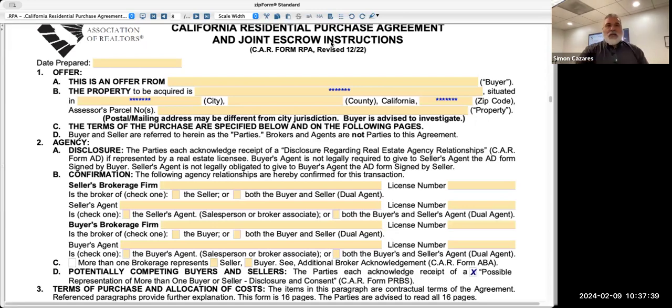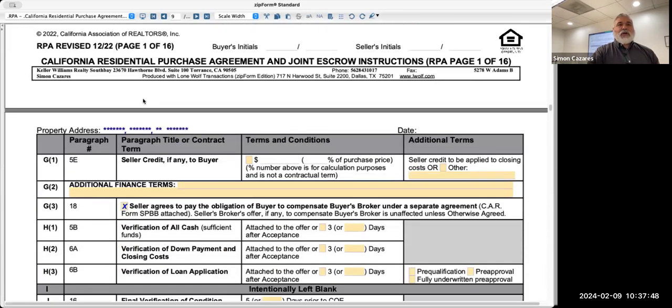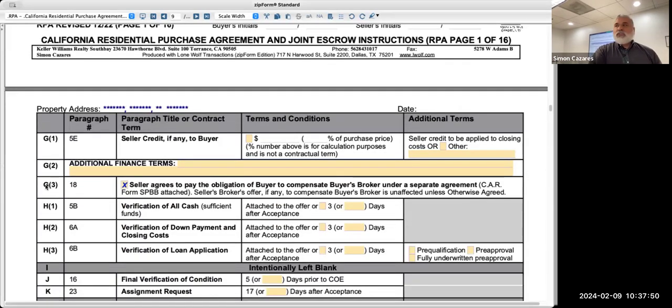Okay, cool. All right, so let's dive into section 3, which is the terms of purchase and allocation of cost, and then paragraph G3. The beauty of this purchase agreement is that it also illustrates the paragraph where the language is. Your answers are all on the purchase agreement if you know how to gather that information. I'm going to show you how to do this.